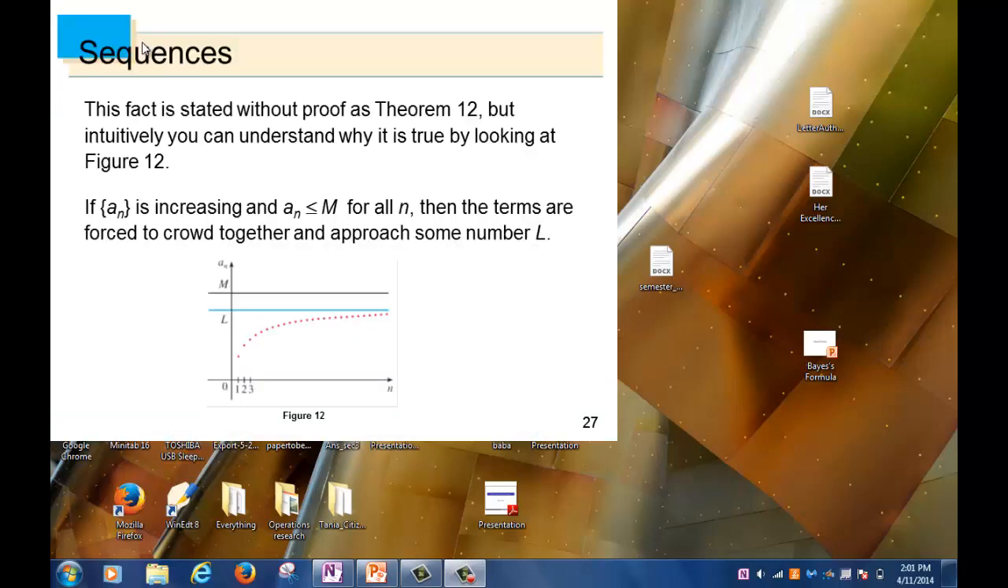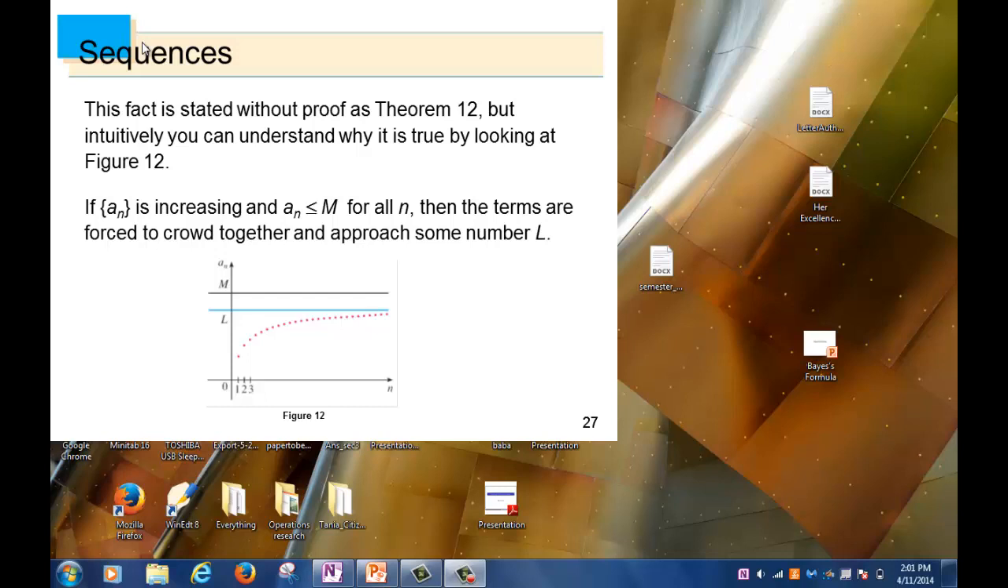Let's say you have an increasing sequence, and the sequence has an upper bound, capital N. Suppose you have a bounded increasing sequence. You have an increasing sequence bounded above. Then it has to converge.